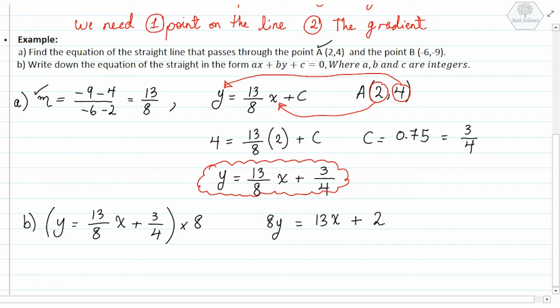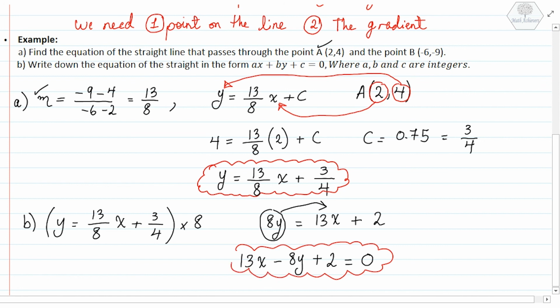Now I take the variables and the constants to one side. I'll take the 8y to the right hand side. So I'll have 13x minus 8y plus 2 is equal to 0. And by this, I could write the equation of this straight line in general form, which is ax plus by plus c is equal to 0.